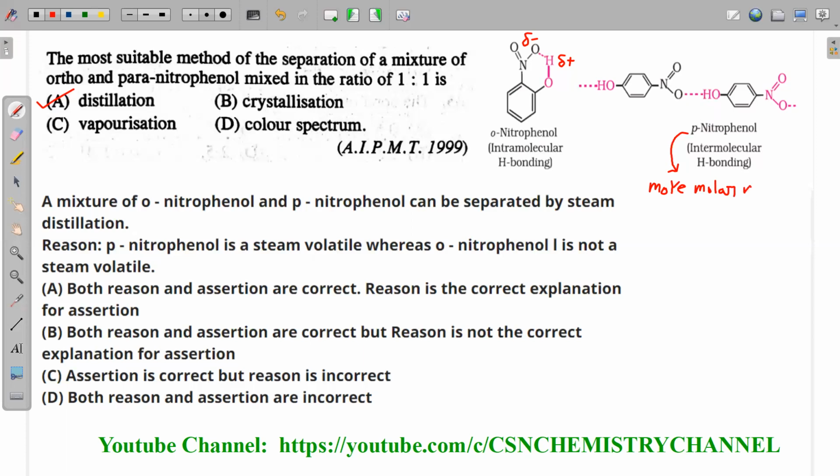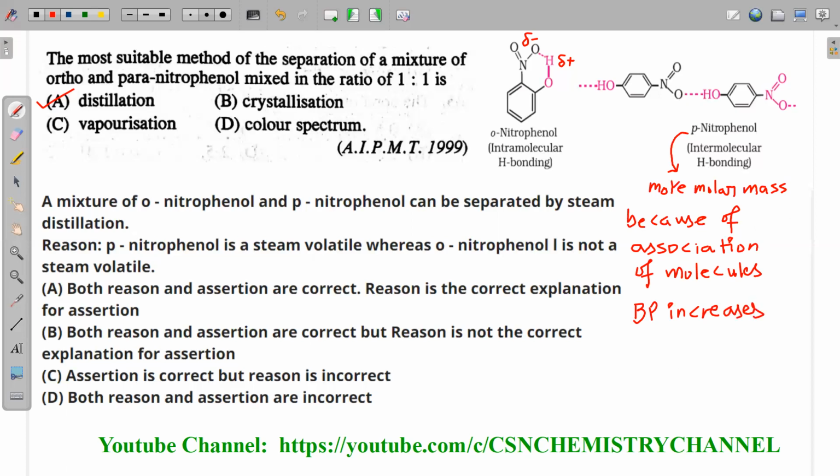This is an important point. Para-nitrophenol has a higher molar mass because of association of molecules due to intermolecular hydrogen bonding. As a result, the boiling point increases. BP stands for boiling point. The boiling point increases.